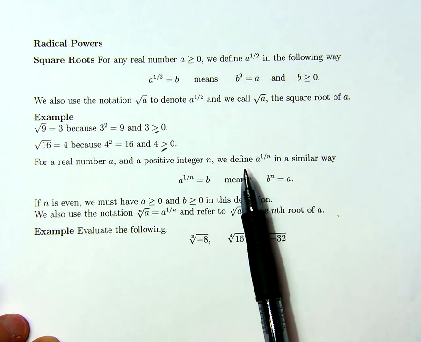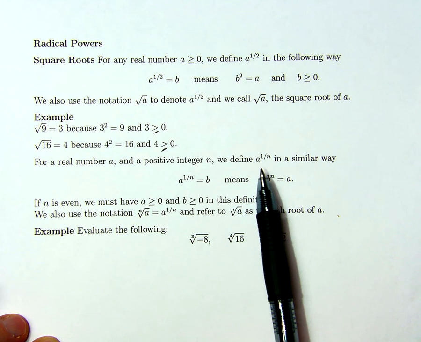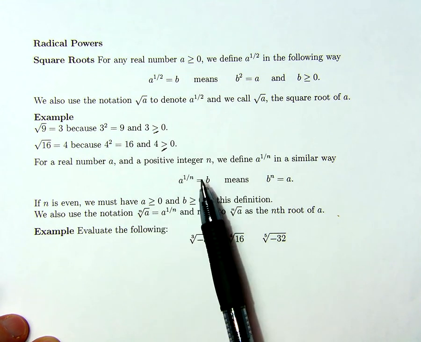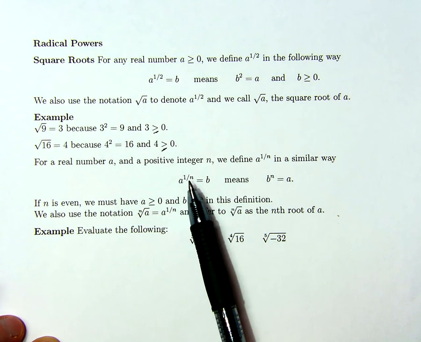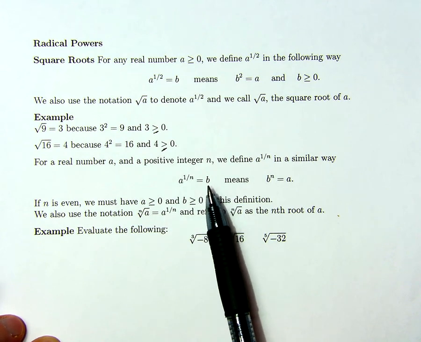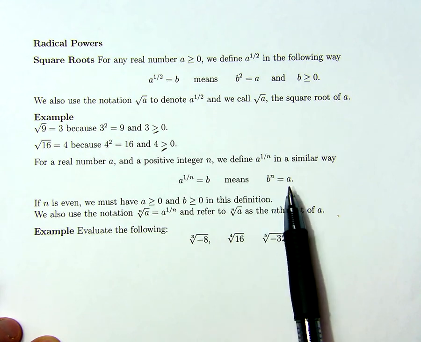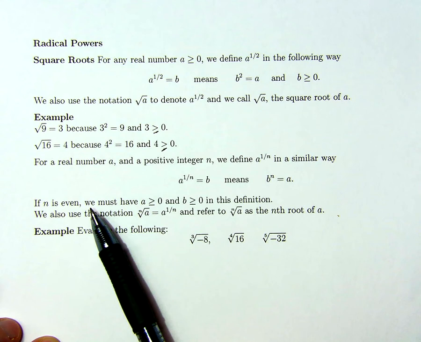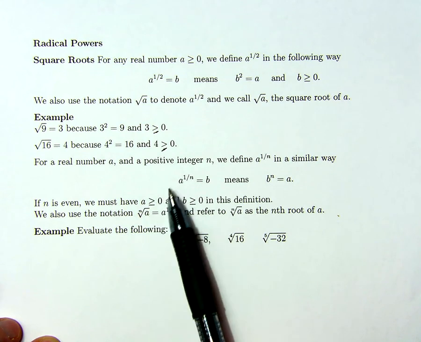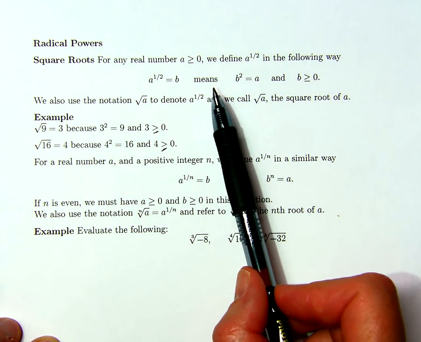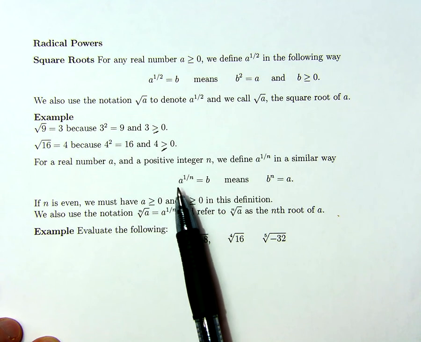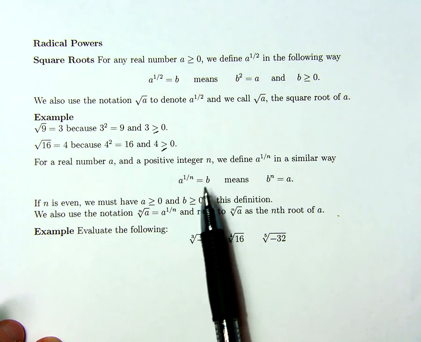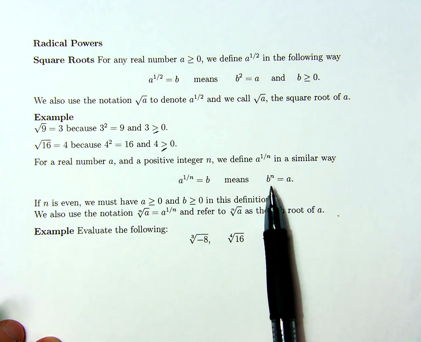And we can also use this to define a to the 1 over n for any n greater than or equal to 0. We can define a to the 1 over n is b, where b is that unique number where b to the n equals a. Now, if n is even, then we must have a greater than or equal to 0, as we did with n equals 2 up here. Then we only apply a to the 1 over n to a's which are greater than or equal to 0. And then we choose the b greater than or equal to 0, which fits this equation.